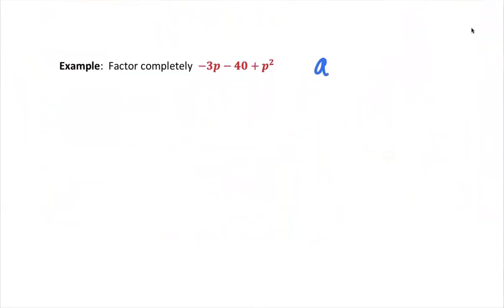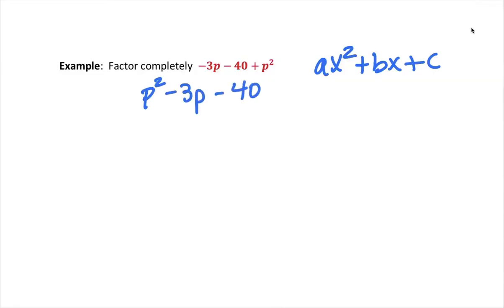So we want it in standard form or descending order, which means we need to rewrite this. So if we write it in descending order, the p squared comes first, and then the p to the 1, and then the constant term. So this is the order that we need to be working with it in.